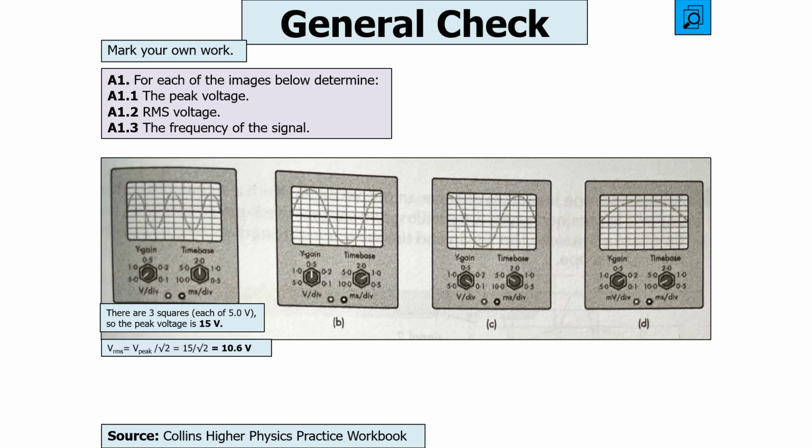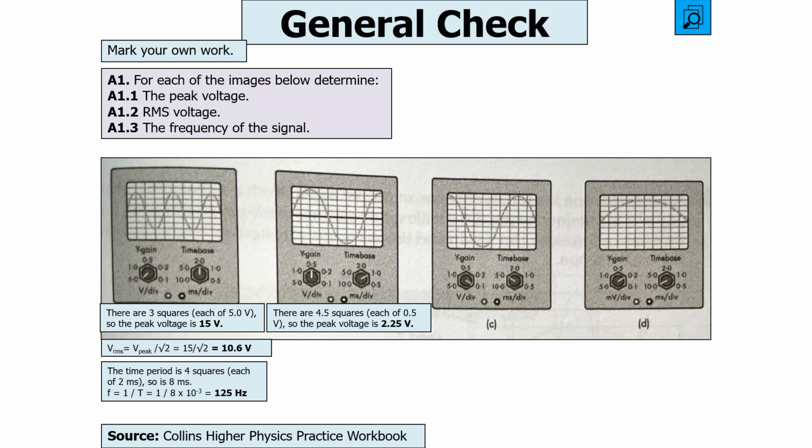Now in terms of the RMS, we know that VRMS is V0, the peak voltage, over square root 2, so it's 10.6 volts. And therefore in this next one, we know that frequency is 1 over time period. Now you'll see that the time base is equal to 2 milliseconds for each square. Now you'll see that one entire wave is equal to 4 squares, each of 2 milliseconds. So the entire period of the wave is 8 milliseconds. So the frequency is 1 over 8 milliseconds. It's 125 hertz.